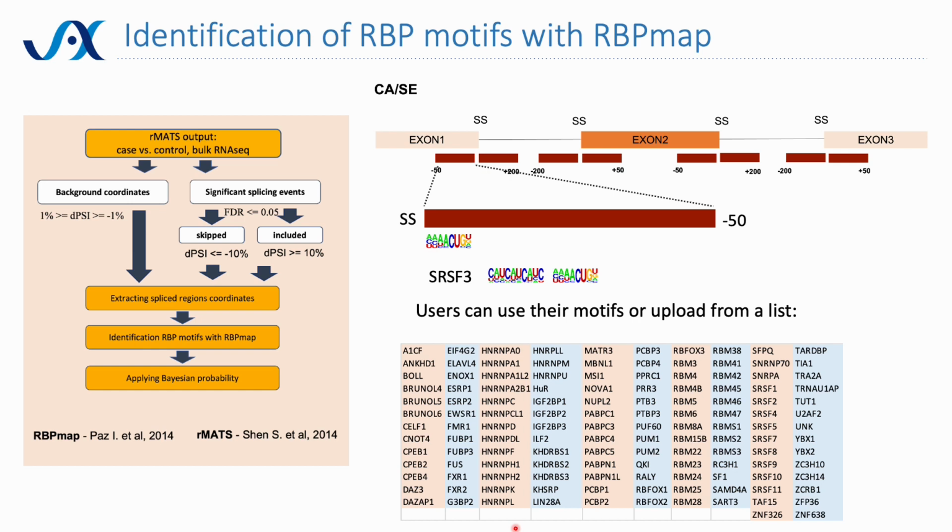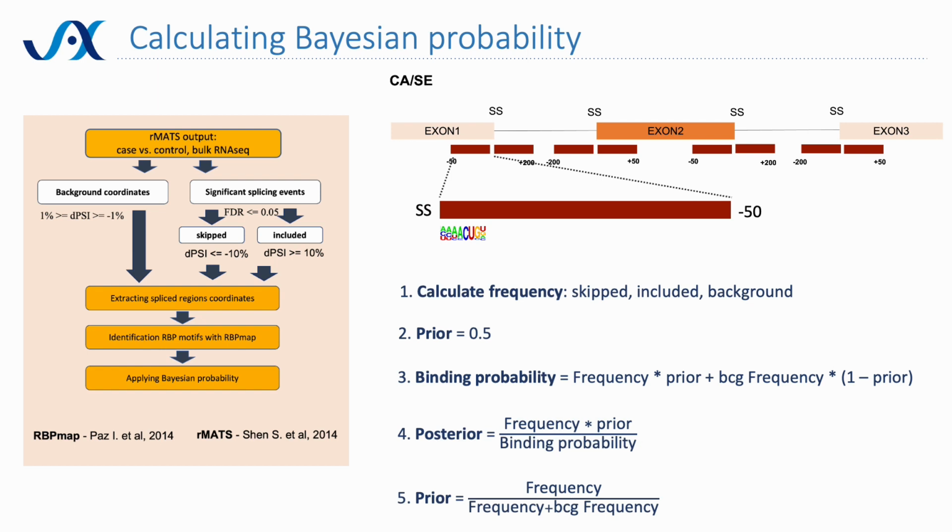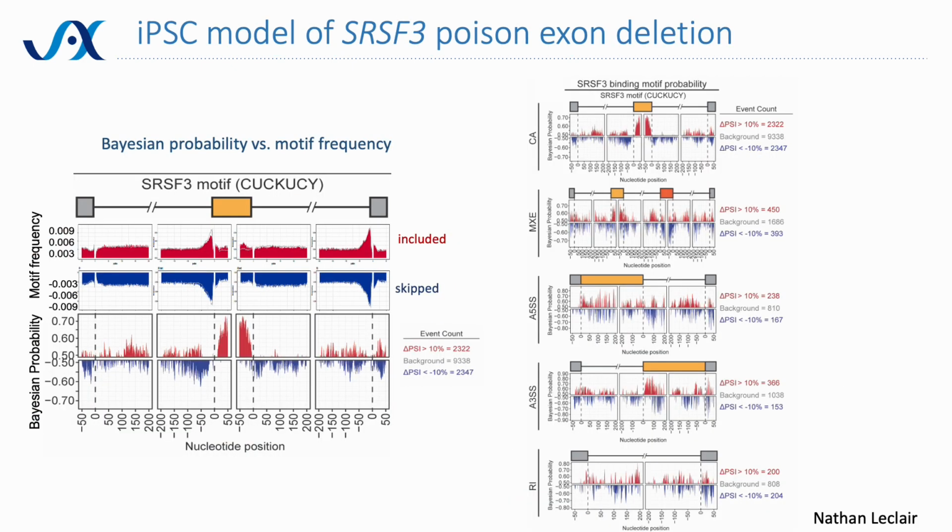RBPmap is located on a separate server that has a memory limitation, and we have a cutoff on the number of jobs submitted to the server so it doesn't crash. RBPmap provides a list of motifs the user can choose from, or the user can input their own motifs. After the RBPmap step is done, we calculate Bayesian probability from the frequencies of the motifs per coordinate.